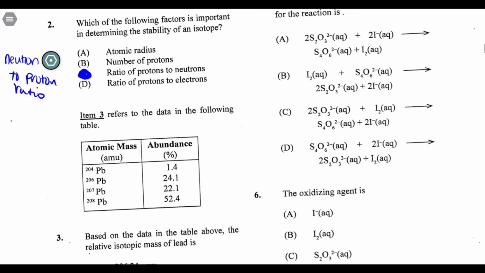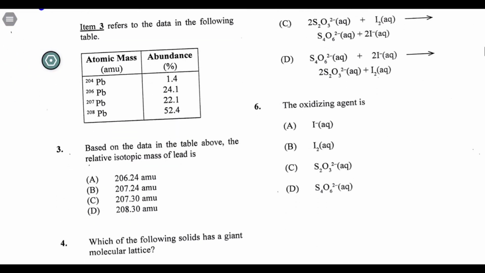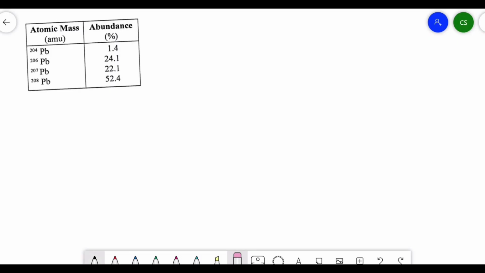Now, item 3 refers to the data in the following table, and this will require us to work out the relative isotopic mass based on the abundance given and the atomic masses given. Okay, there are so many ways in which you can work this out, and I'm going to do my favorite way first, and then I'm going to show you 2 other methods you can use. They're all the same, but it would be easier to understand for those who are better able to manipulate numbers.